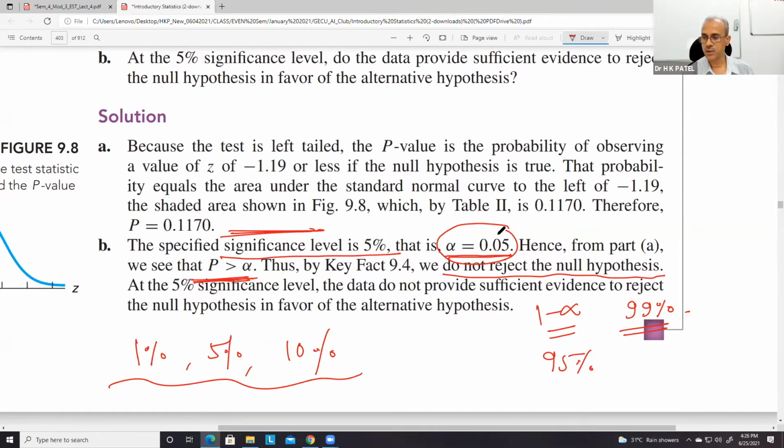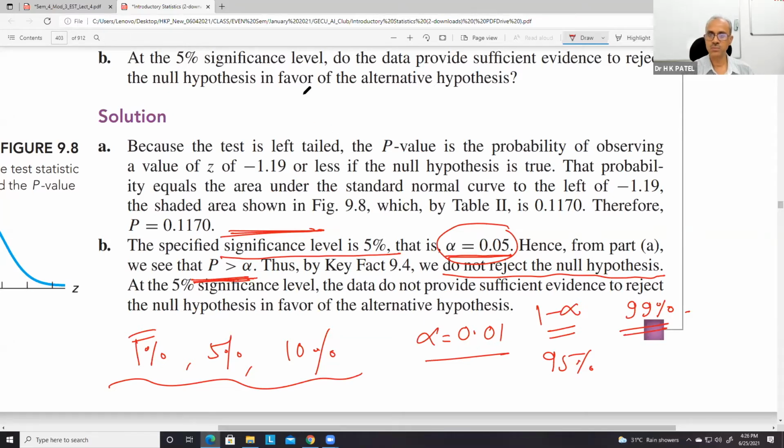Otherwise, reject. So if alpha is 0.01, that is the case of a 99% confidence interval or 1% significance level. So if alpha is 0.01, what will be our conditions? The condition would be: if p is less than 0.01, we reject the null hypothesis. And if it is greater than 0.01, we accept the null hypothesis.